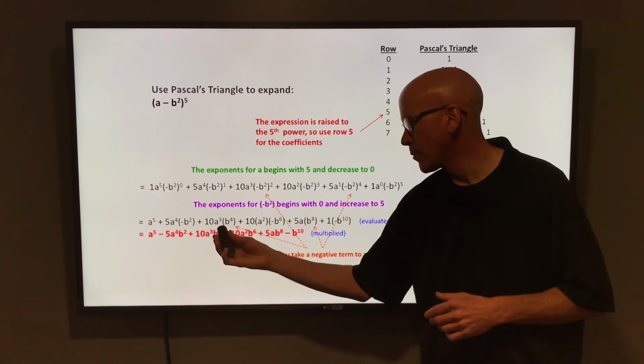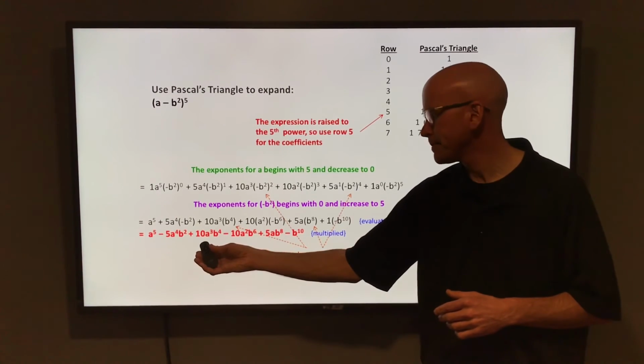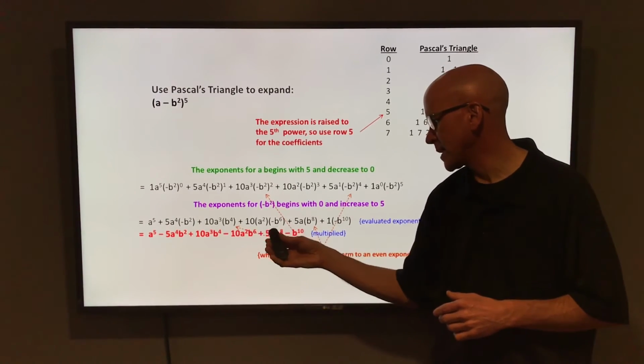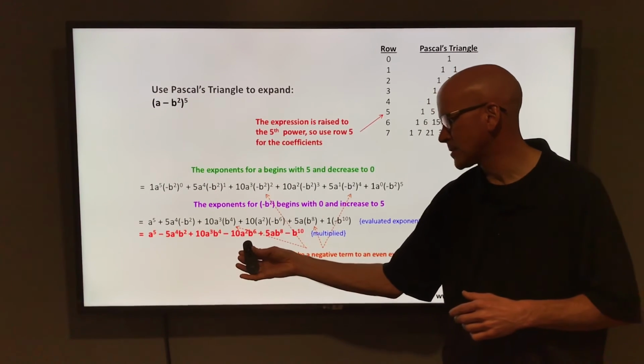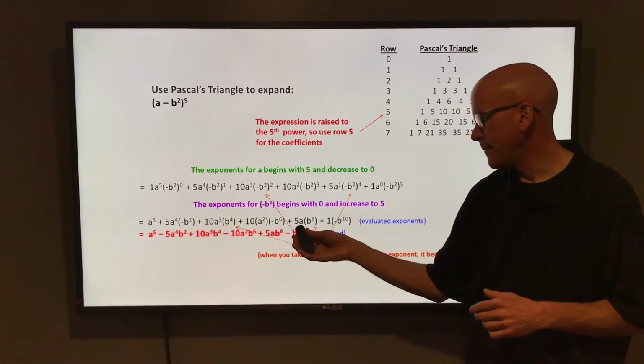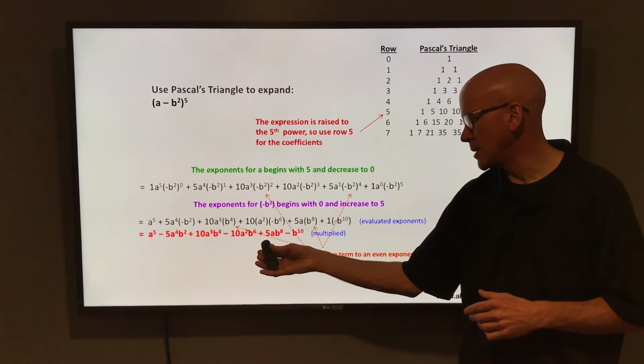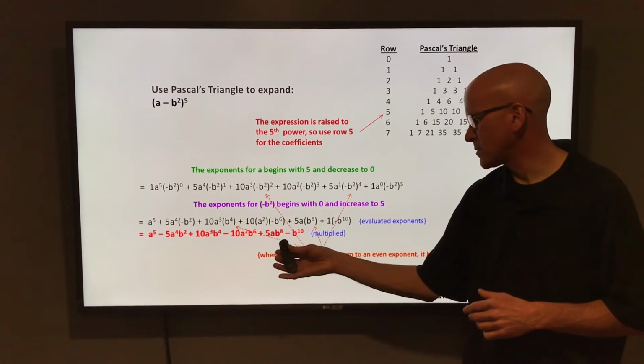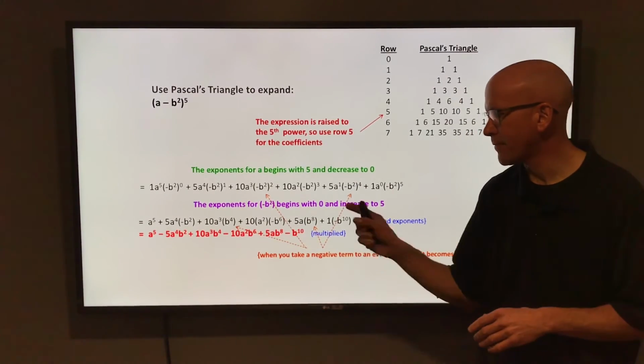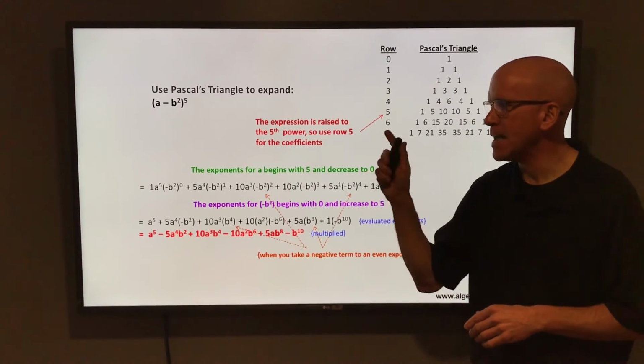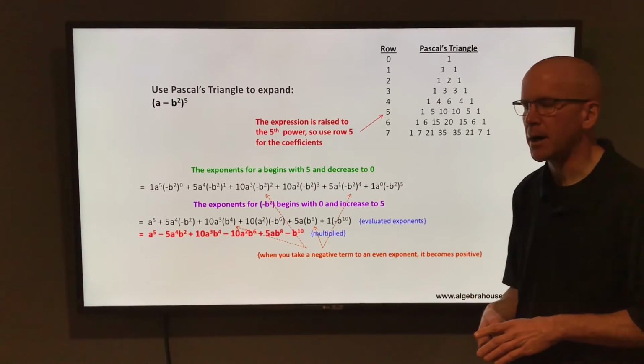10 a to the 3rd b to the 4th. Nothing changes there. 10 times a squared times negative b to the 6th, that would be negative 10a squared b to the 6th. 5ab to the 8th, nothing changes there. And finally on the end, that is going to be negative b to the 10th. So that is the final product. That is the expansion of a minus b squared to the 5th power.